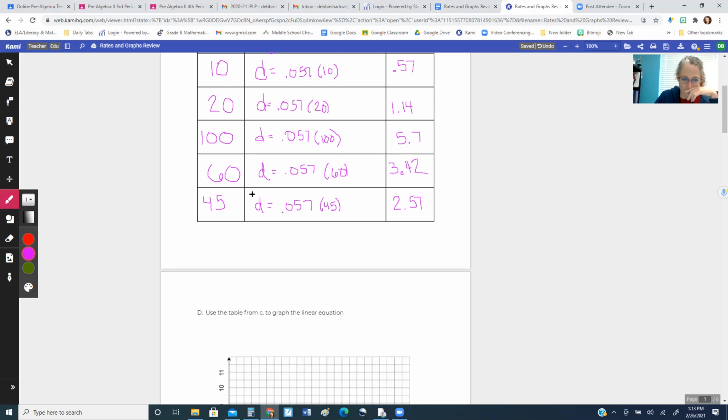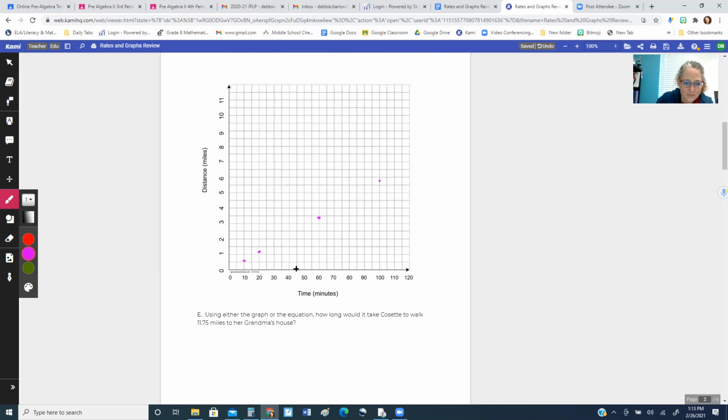Hope you can. After 45 minutes, she's got 2.57 miles. So we got 45 minutes on the x-axis, 2.57. It is just a hair above 2.5. So right there. And when I have these all graphed, if I've done it right, they should make a line.